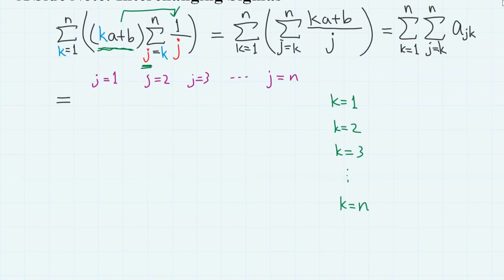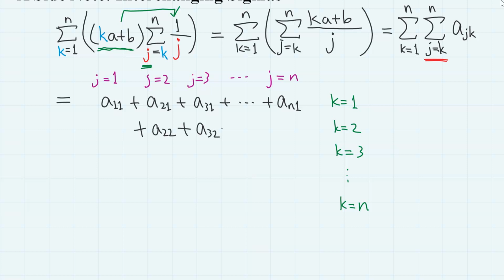And let's write it in multiple rows just like we did. So in the first row, when k equals 1, we have a11 plus a21 plus a31 all the way up to an1. And in the next row where k equals 2, remember that j starts from k, so we start from a22, then a32, all the way up to an2. And when k equals 3, j starts from k, so it starts from a33, and we go on. And in the last row, k equals n, we only have a single term, a(n)(n).